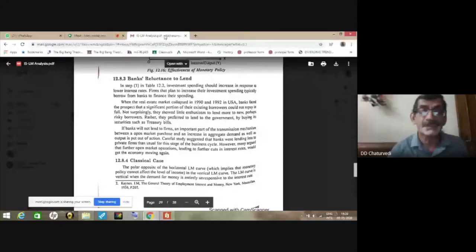Now we move to the topic classical case. May I remind you, student, that we are discussing monetary policy, which changes only the LM curve, not the IS curve. So in the classical case, the LM curve is vertical because demand for money is entirely unresponsive, or not sensitive, to the change in the rate of interest.